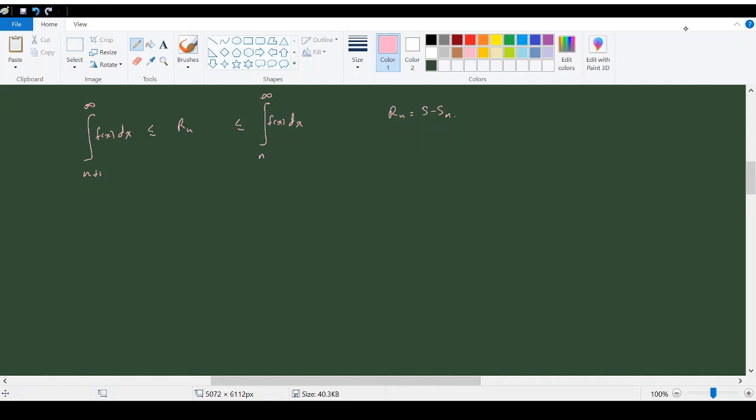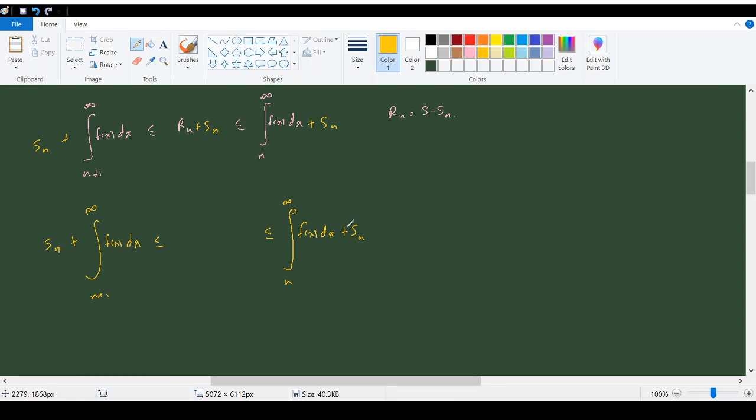Right, now here, as I mentioned in the previous video, we are doing a little rearrangement to get some better results, right? So what we do is we add the Sn term throughout this inequality, right? Then see what will happen. Now this one you can write without any changes.